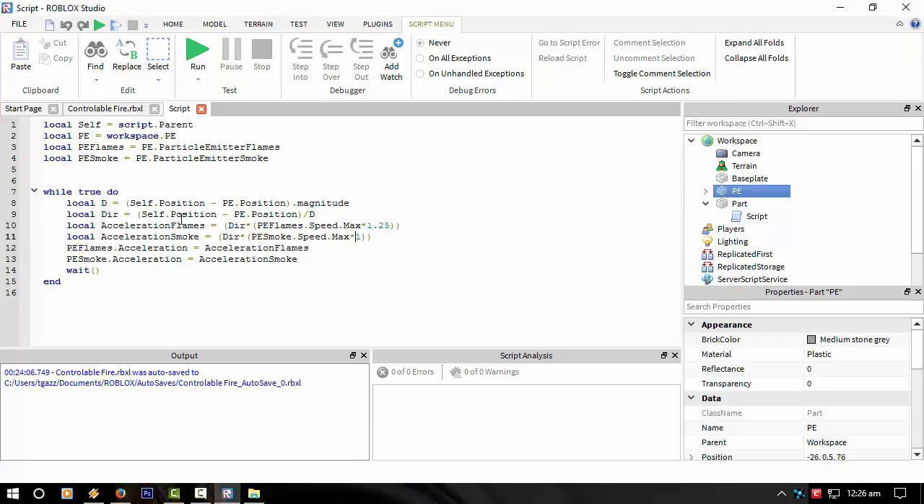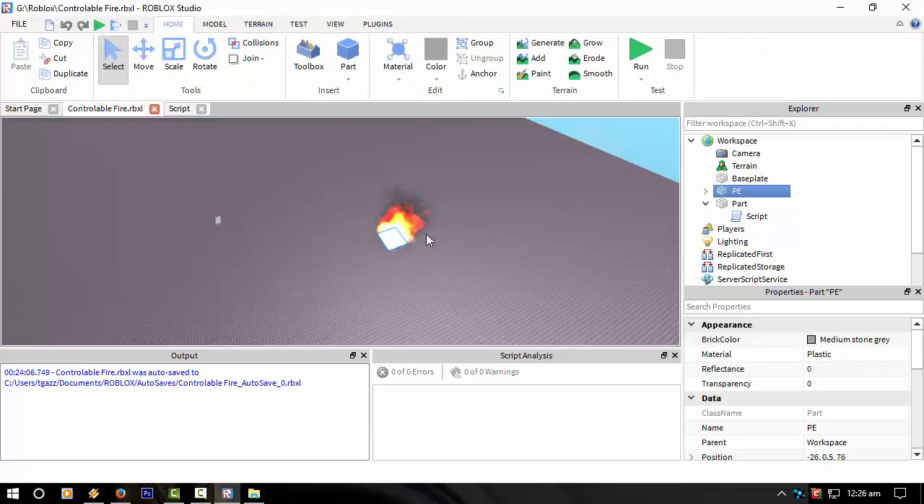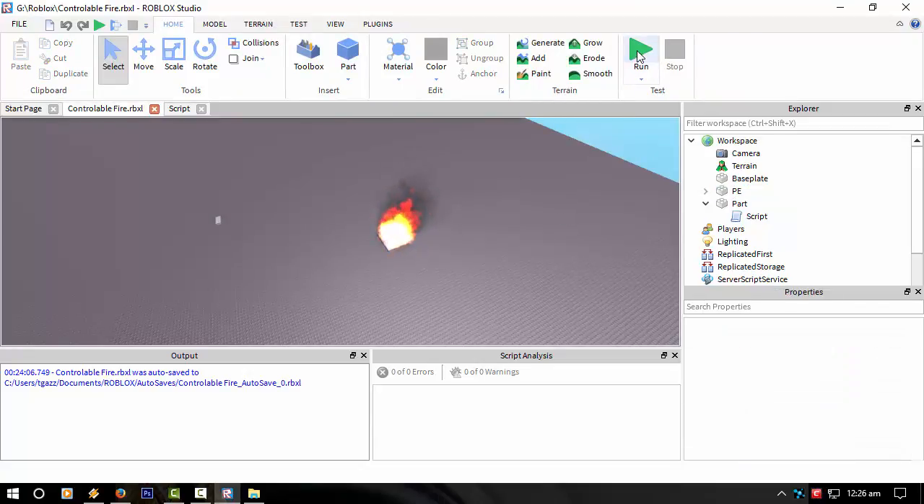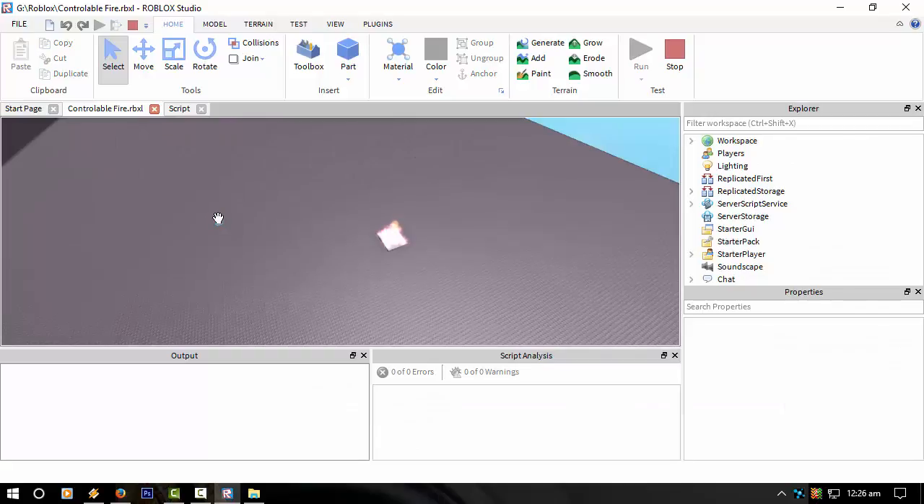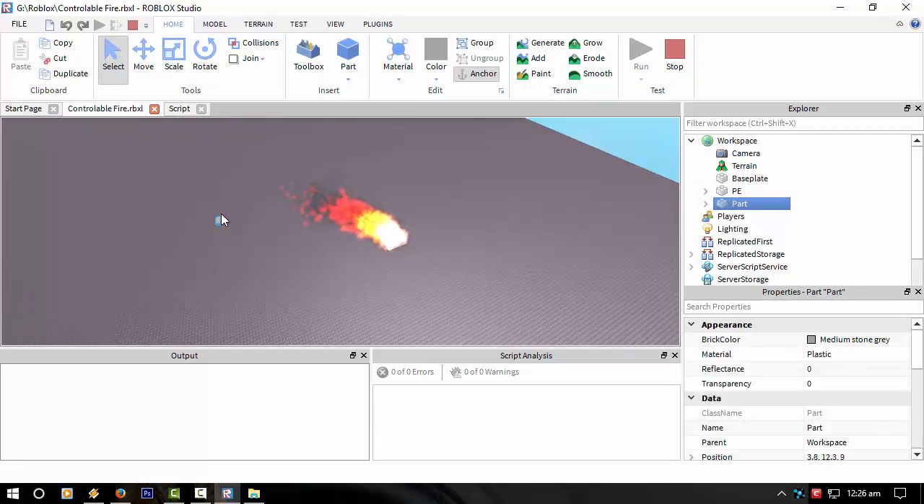And then all I do is take this value here and pass it to the acceleration of the flames, and then the smoke acceleration to the smoke. And it changes direction. That's all it is. It seems a lot more than what it is. So this was about a 5 minute job to see if I could do it. And as you can see, it works.